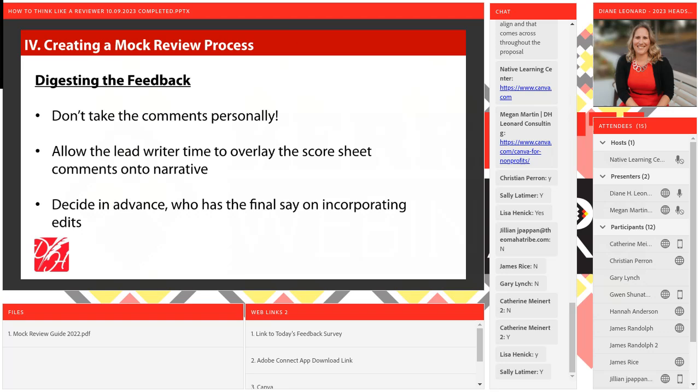Now, this process needs a few disclaimers. It is different, absolutely different than what many organizations feel comfortable with. And so it is important to remember that you, as the writer, should not take the comments personally. Getting feedback on how to make text stronger for one reviewer is an awful lot like what it's going to feel like when you get feedback from a true grant reviewer.